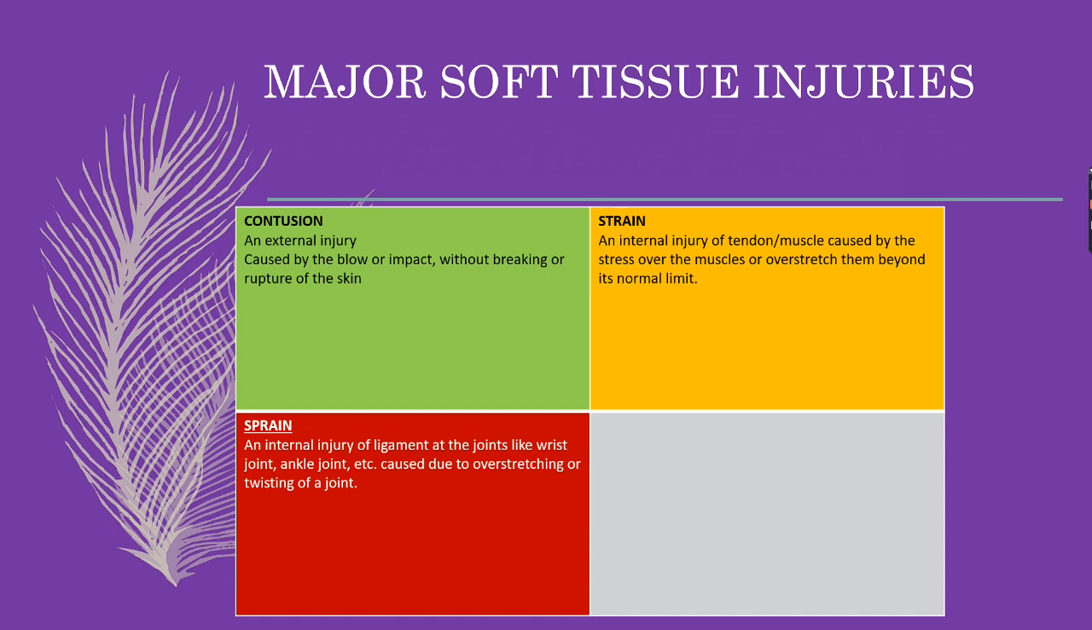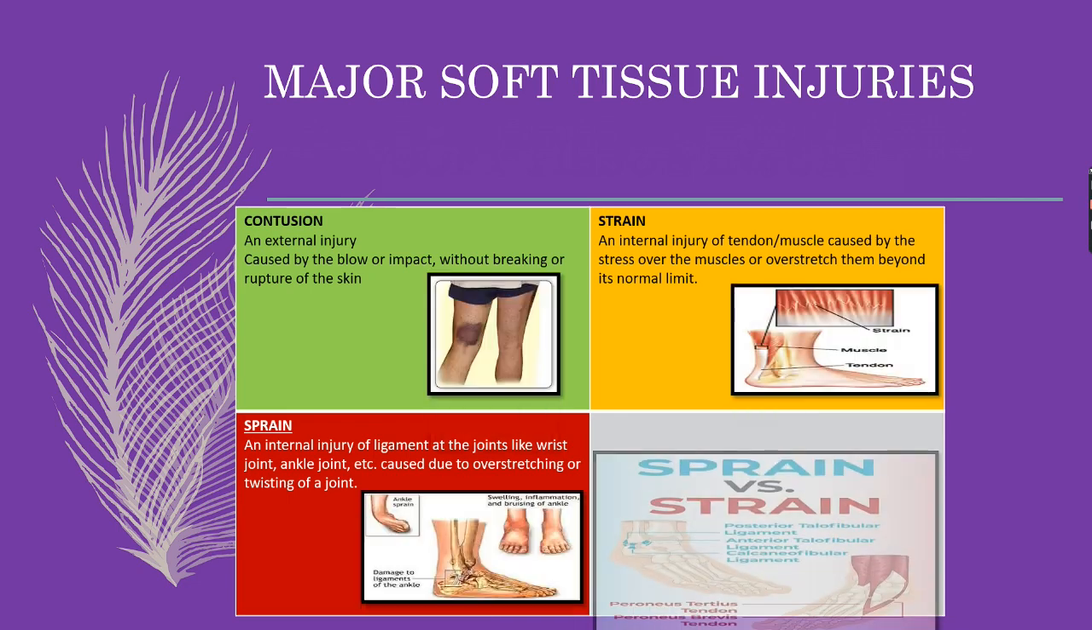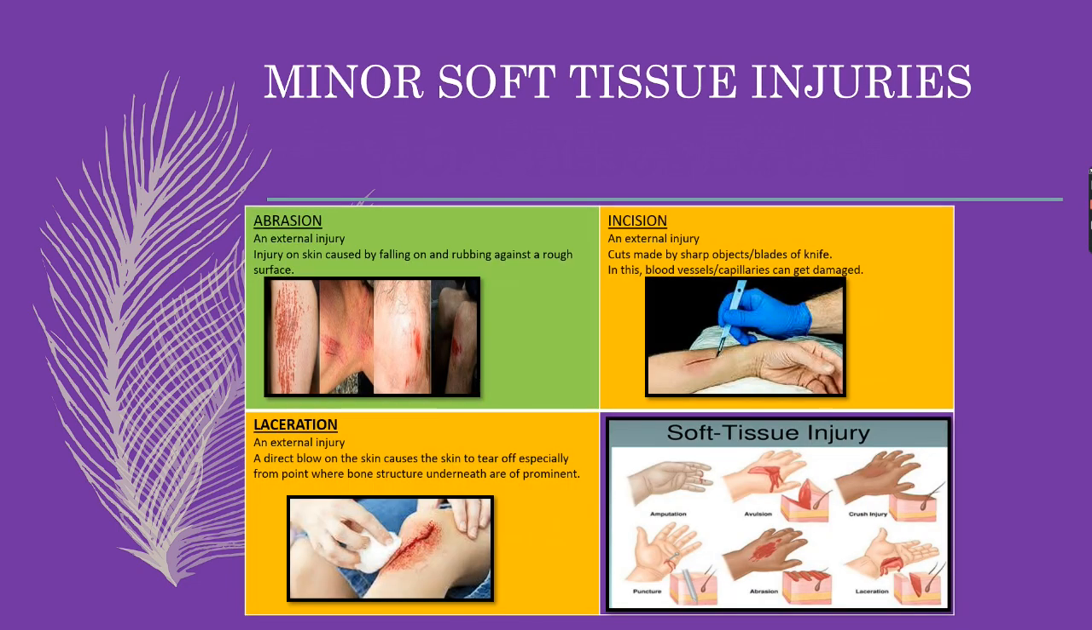Minor soft tissue injuries. Abrasion, an external injury on skin caused by falling on and rubbing against a rough surface. Incision, an external injury, cuts made by sharp objects, blades of a knife. In this, blood vessels and capillaries can get damaged. Laceration, an external injury, a direct blow on the skin causes the skin to tear off, especially from a point where the bone structure underneath is prominent.